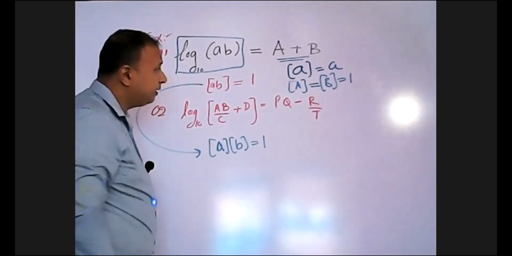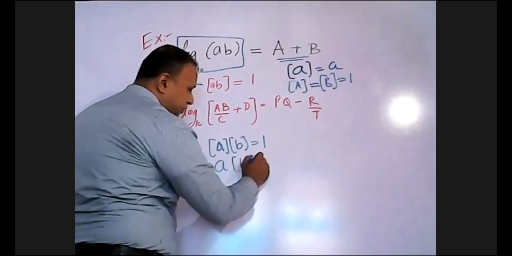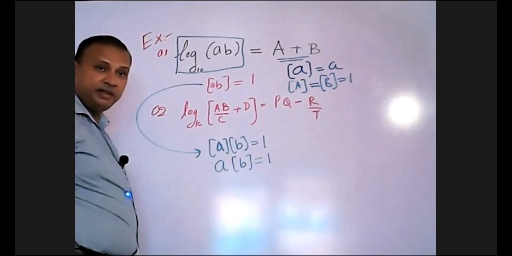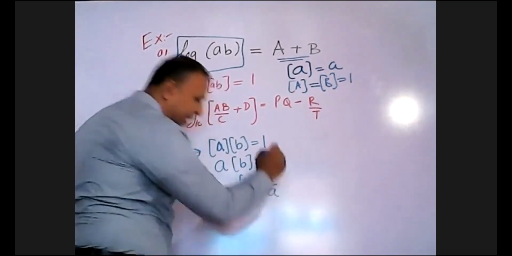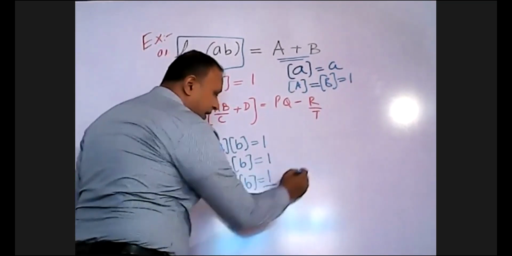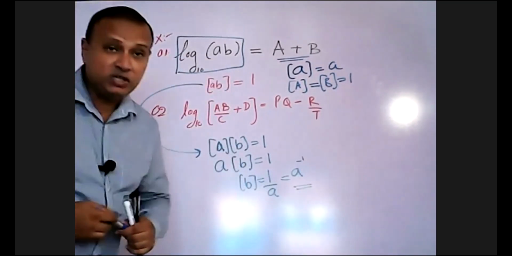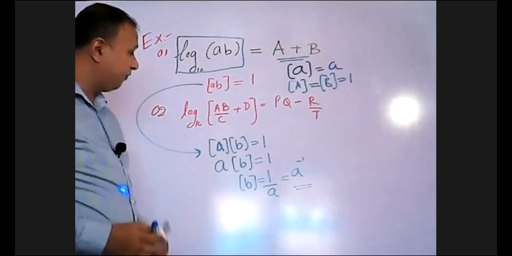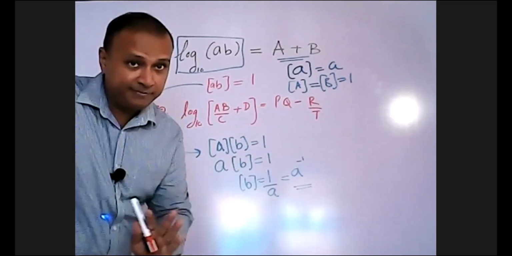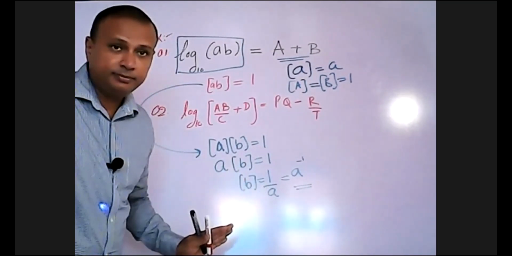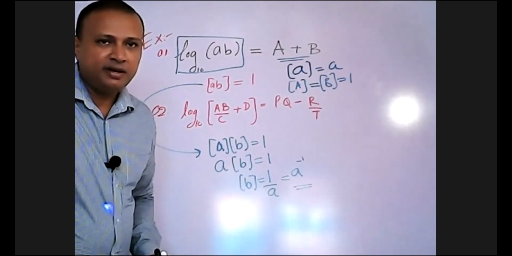And we are given the dimension of A is simple A. If it is simple A, I can substitute this value into this equation. Then the dimension of B is equal to 1 over A. 1 over A means, Puta, A to the power minus 1. That is the way of determining the dimension of other physical quantities. Do you understand how I calculate this one? Others?